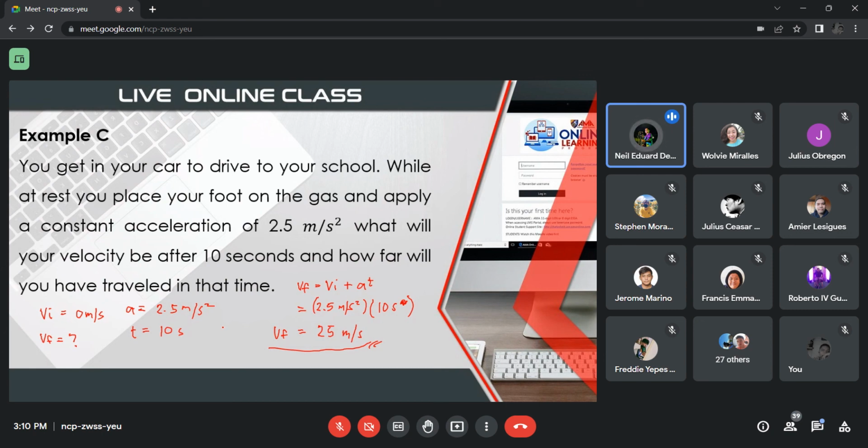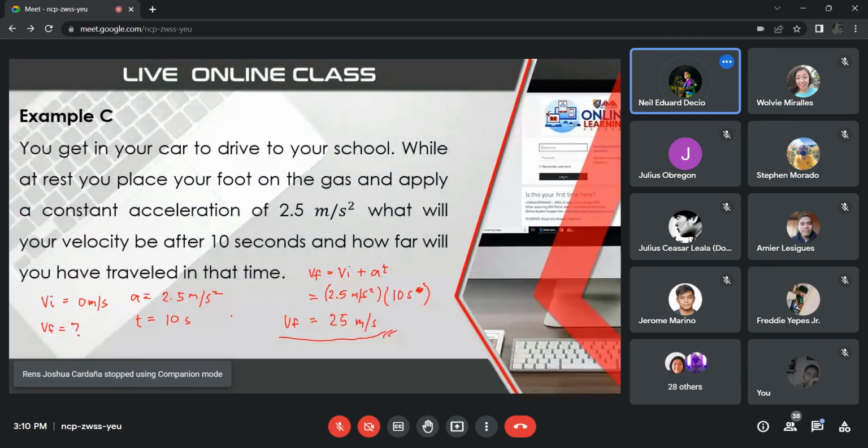For our X, Mr. Lisigues asked what X stands for. X stands for the position of an object. That is why we have an initial position and a final position, XI and XF.